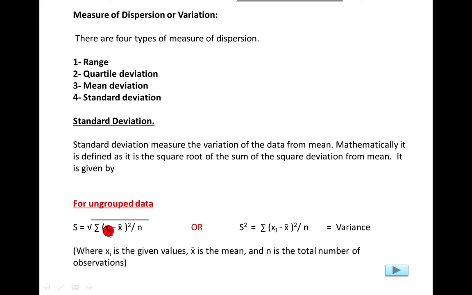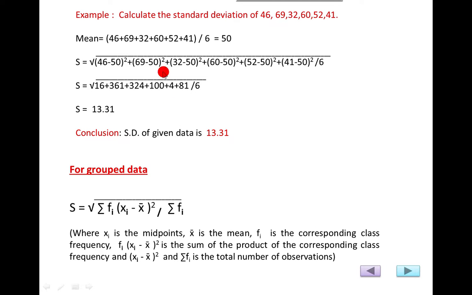Summation sign means xi value minus mean, then square, then the next value for the summation sign. Same as the second value, 69 minus mean whole square, plus the third value, 4th, 5th and 6th. First calculate the square of this term. The difference is 4 whole square.